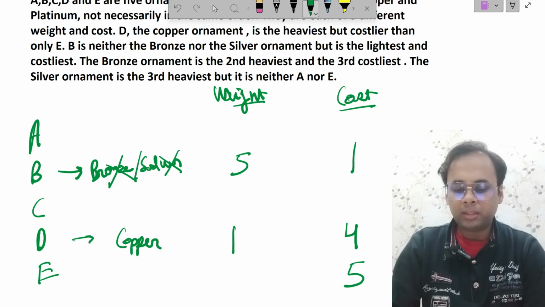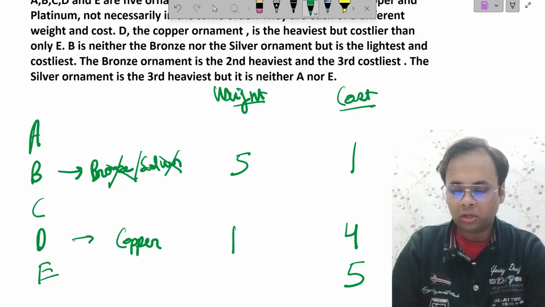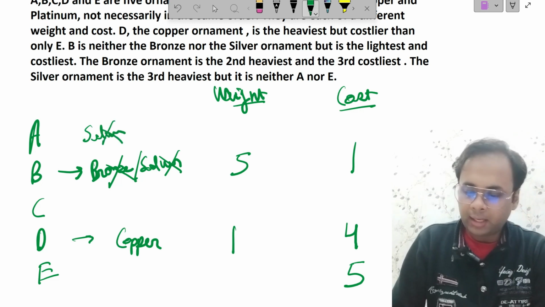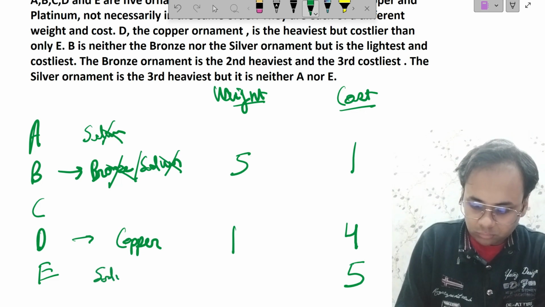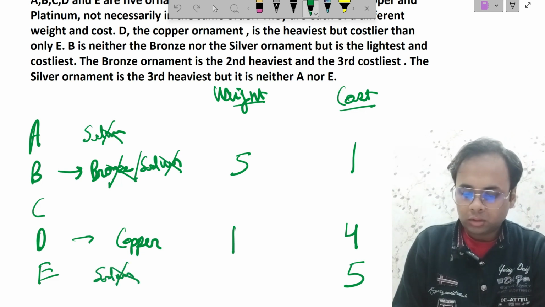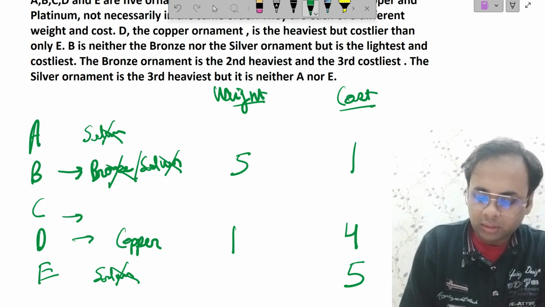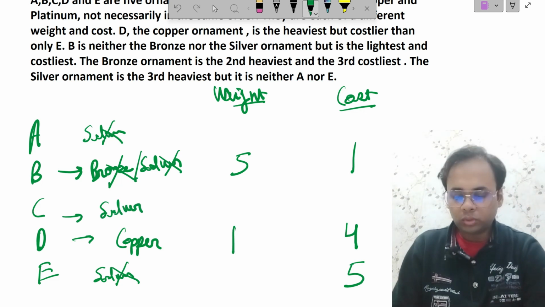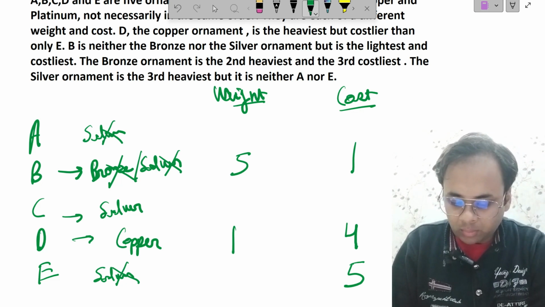Then the silver ornament is the third heaviest, but it is neither A nor E. So silver cannot be A and silver cannot be E. Now it is already there that silver cannot be A, B or E, so only C can be the silver. Only two things are remaining, which are bronze and platinum.